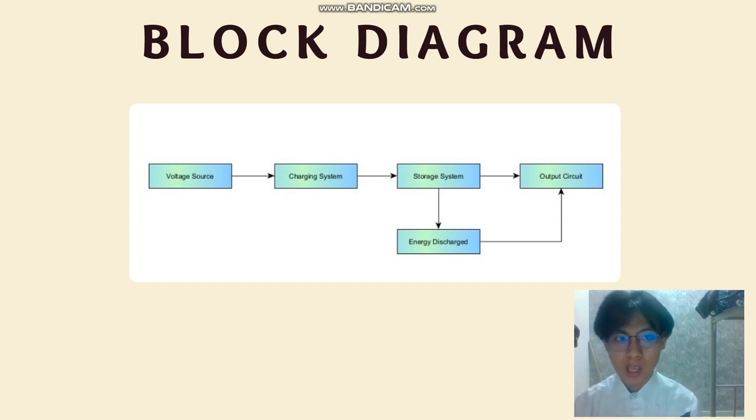Okay, today I will be handling and presenting about the block diagram. For our project, the block diagram starts with the voltage source, and then it goes to the charging system and storage system, and at the storage system there is another block. There is energy discharge, and it will go from energy discharge and storage system to the output circuit.